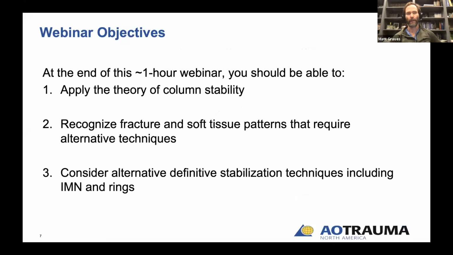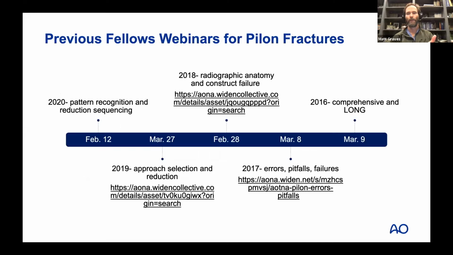All right, let's talk about Pilon fractures. At the end of this webinar, which is going to be approximately an hour, I want you to be able to apply the theory of column stability to recognize fractures and soft tissue patterns that require alternative surgical techniques, and to consider alternative definitive stabilization techniques, including IM nails and rings, and to consider when one might be better than the other. So you will notice Pilon fracture is a big topic.